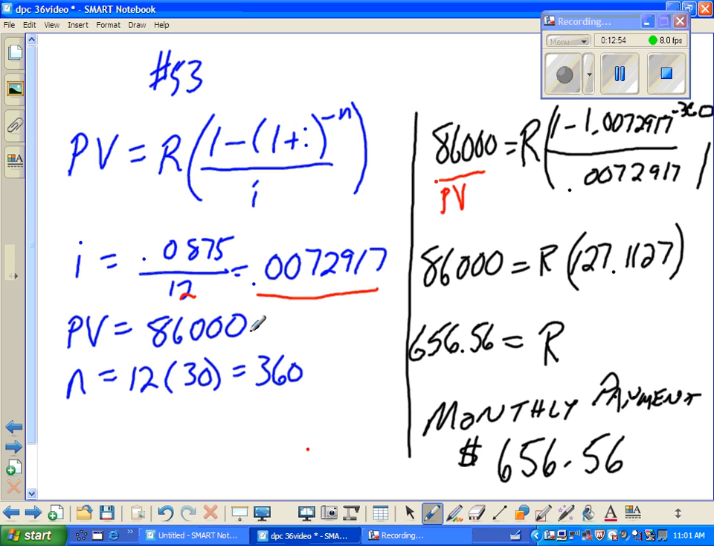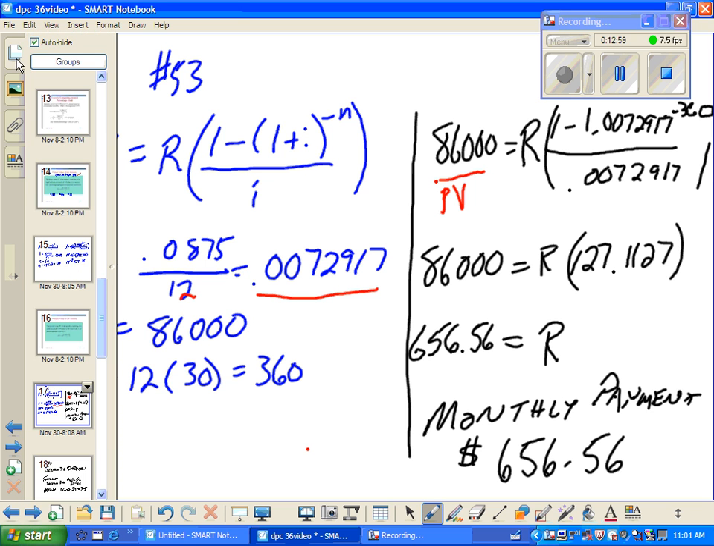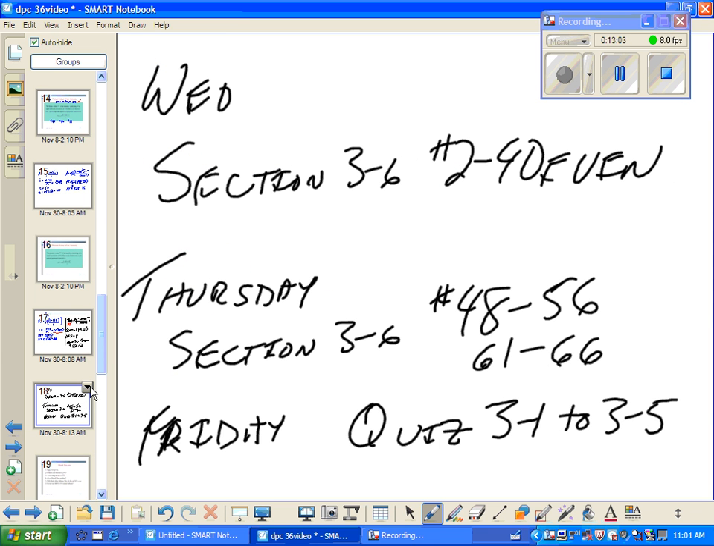These are the formulas that you're going to be working with on lesson 3.6. Just a couple of reminders for Mr. Hilding's classes: on Wednesday, you should be working out of section 3.6, numbers 2 through 40 even. Thursday, you're going to finish up section 3.6, and on Friday, this is a little messy, but we're going to have a quiz on 3.1 to 3.5.